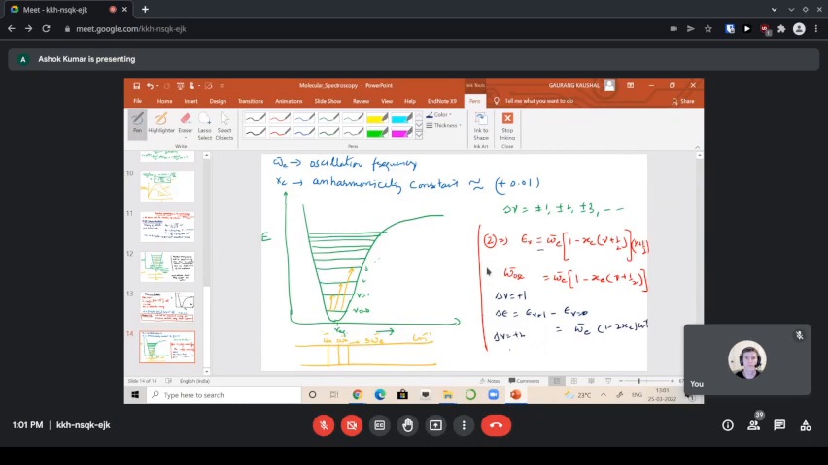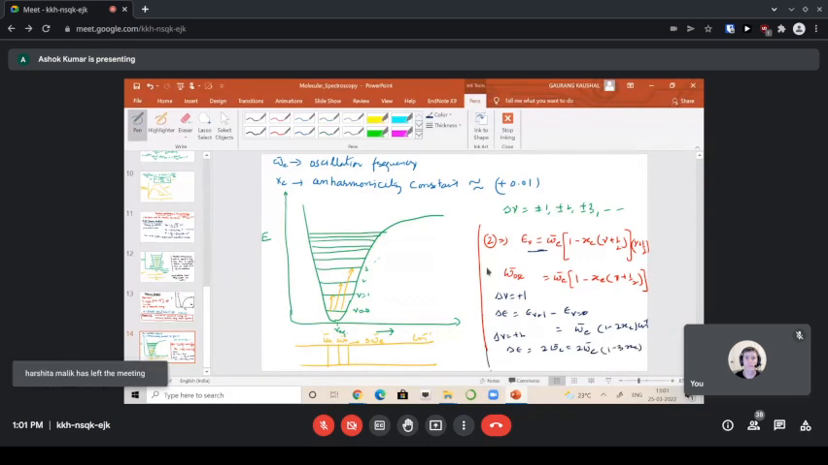Similarly, if you take delta V plus 2, the delta E is going to be equal to, I'm just writing directly, 2 omega E (1 minus 3xe) centimeter inverse. You can check it by putting the values V equal to 1, V equal to 0 in this expression. Delta E, the change in the energy, is going to be 2 omega E (1 minus 3xe) centimeter inverse.